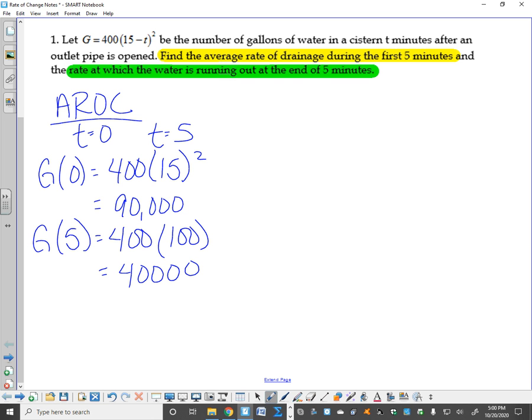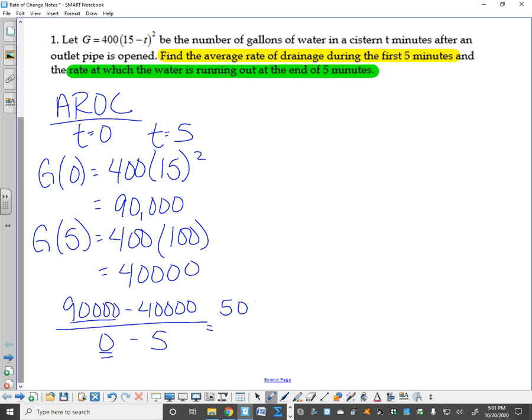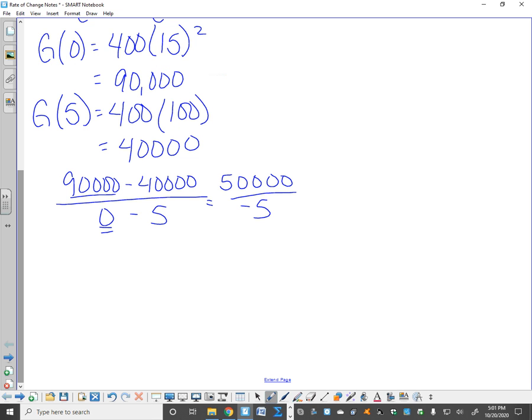So now I can do y minus y over x minus x. So 90,000 minus 40,000 over 0 minus 5. I have to have the 0 first because that goes with the 90,000. So 90,000 minus 40,000 is 50,000. 0 minus 5 is a negative 5. So that gives me a negative 10,000.